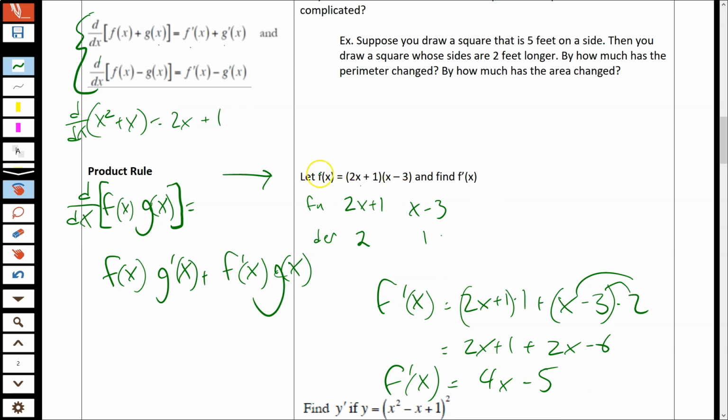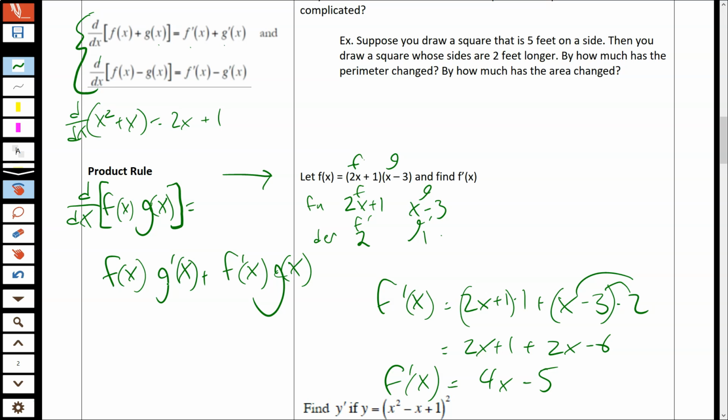Just to be clear, so I called this f of x, I probably should have called it something else, but if I'm following my model, my first function would be f, my second function here would be g, and then here's f and g down here, and here's f prime and g prime down here. And then I'm just plugging in what I get into this rule. So that's product rule.